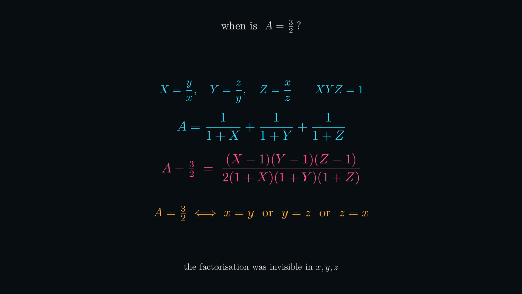Now put over a common denominator in terms of x, y, and z, and subtract 3 halves. What comes out is a single fraction whose numerator is x minus 1, times y minus 1, times z minus 1. A product. So it equals 3 halves exactly when one of those factors dies, when x is 1, or y is 1, or z is 1. Translated back, when x equals y or y equals z or z equals x. The factorization was completely invisible in the original letters.